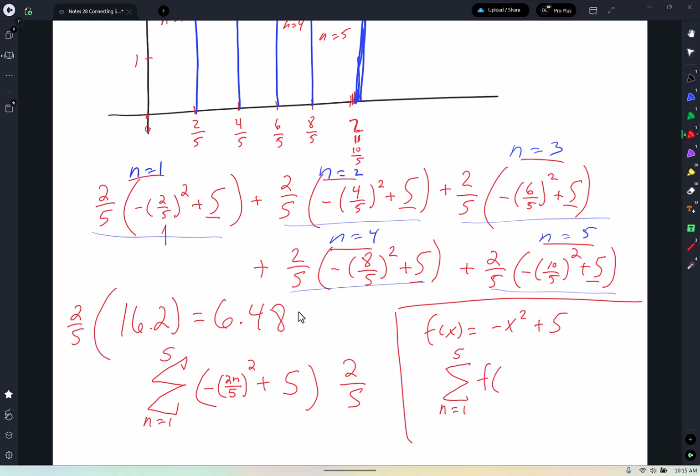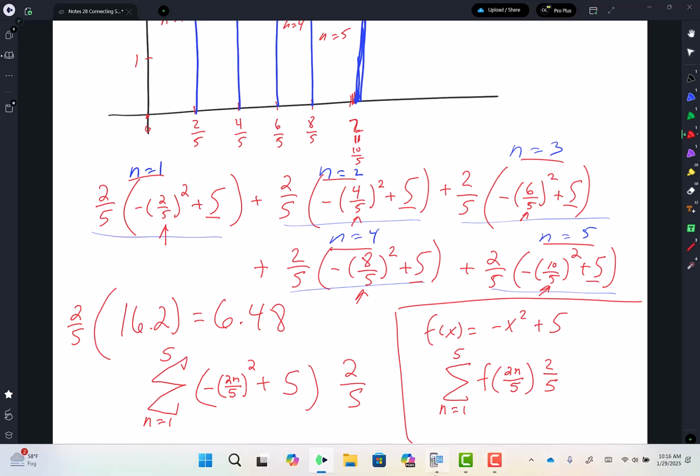So remember, this was my x value, x value, x value, x value, x value. So that means I can write 2n over 5 inside of that. That's my height, and then times my width, times 2/5. And that should also give you the correct answer as well. I don't see any issues. Let me know if you guys do.